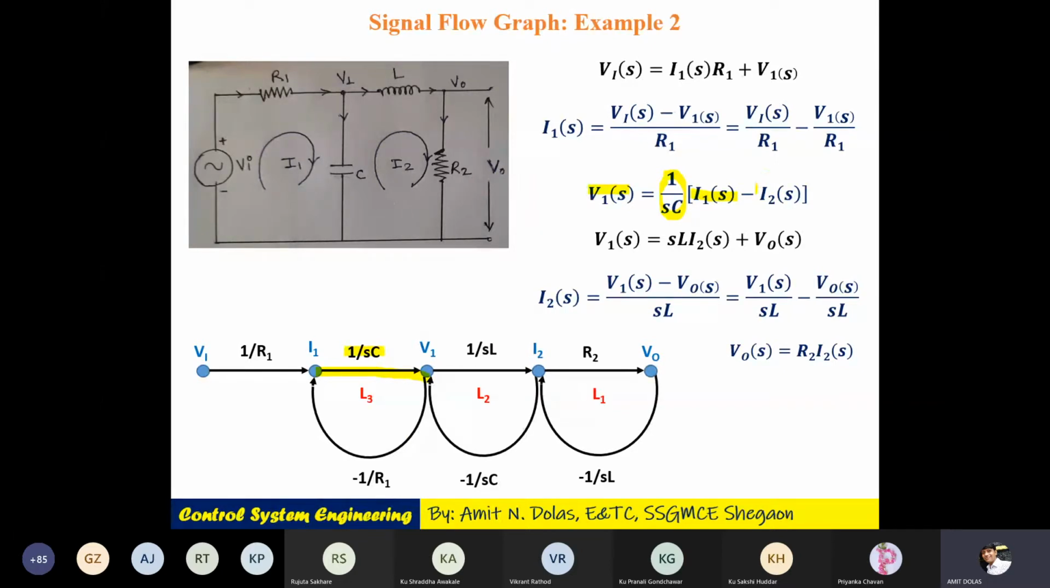But similarly, there is a relation of V1 of S with I2, और उसका भी ratio क्या है? 1 by SC but with minus sign. So the relation between I2 and V1 is 1 by SC with a minus sign. So it will be reverse. So I2 से निकलेगा, V1 में जाएगा, and magnitude is minus 1 by SC. So we are up to this.